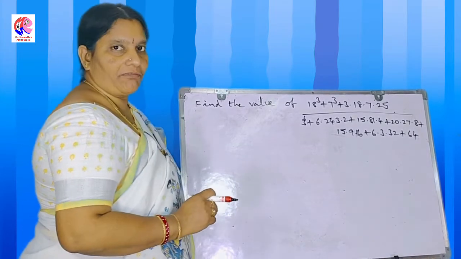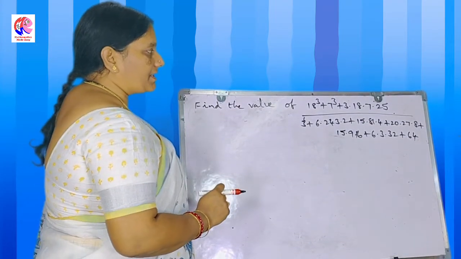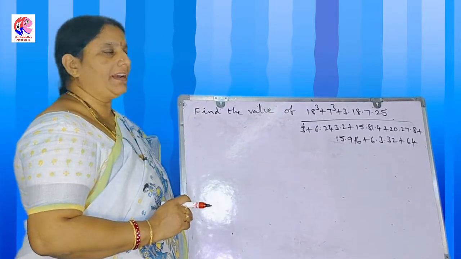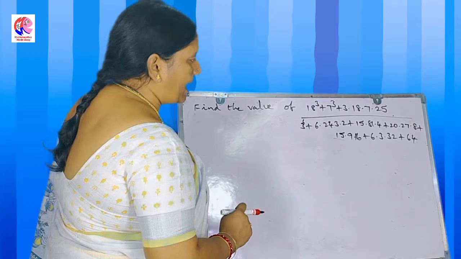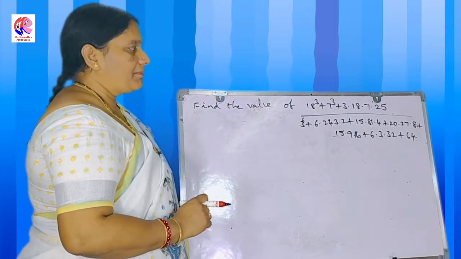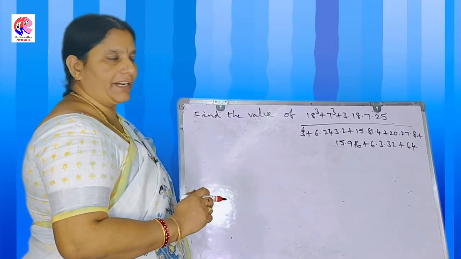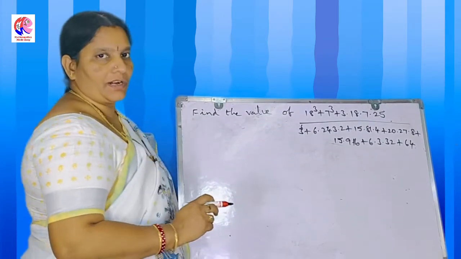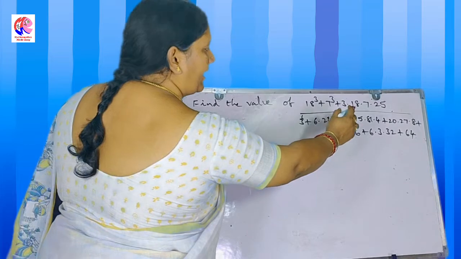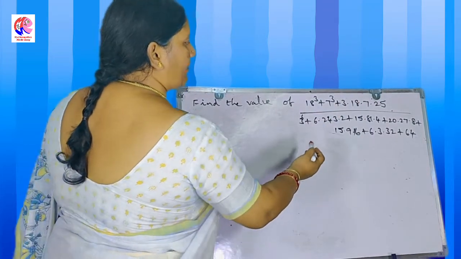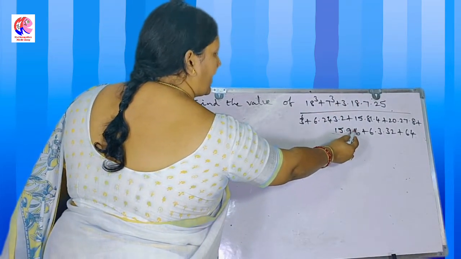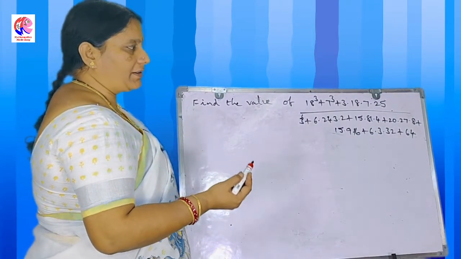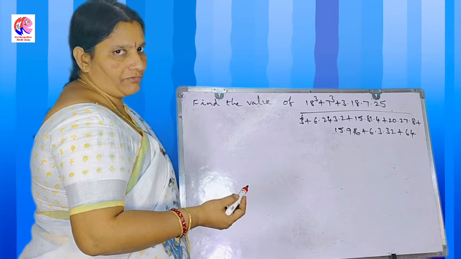Find the value of (18³ + 7³ + 3 × 18 × 7 × 25) / (3⁶ + 6 × 243 × 2 + 15 × 81 × 4 + 20 × 27 × 8 + 15 × 9 × 16 + 6 × 3 × 32 + 64).